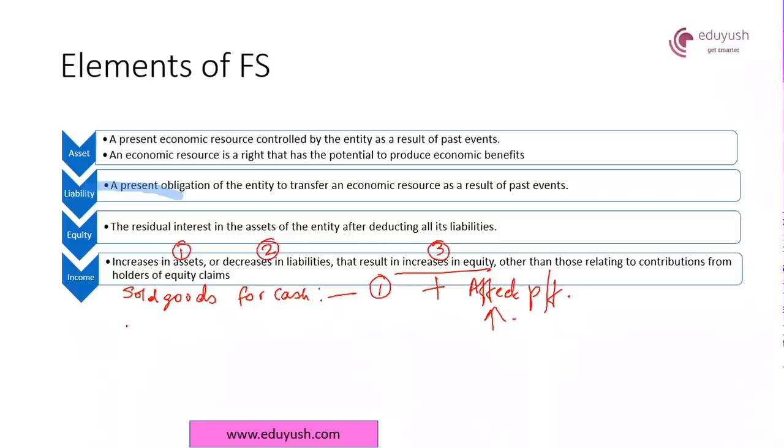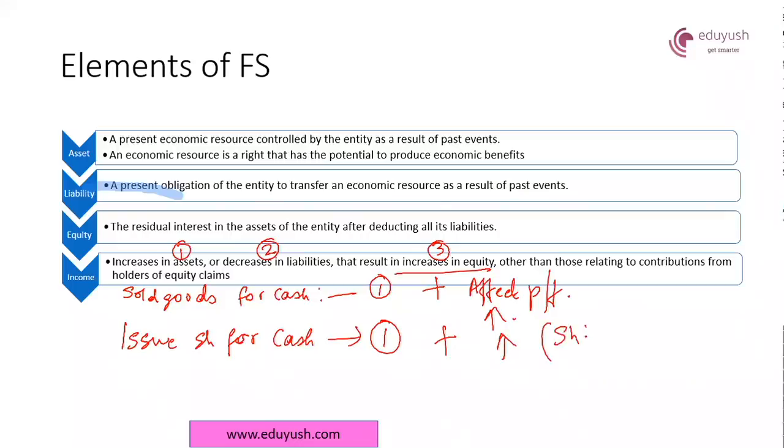So now suppose I issue shares for cash. What has happened? Did I get cash? Yes. Does it affect the equity section of the balance sheet? Yes, my equity will increase. But is it from shareholders? Yes. And that is why this is not income. Is that clear?